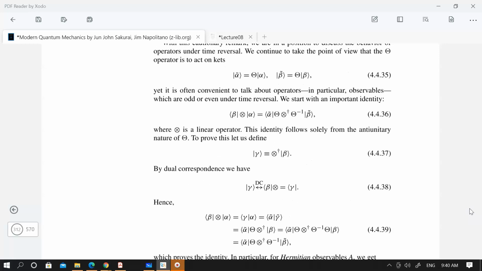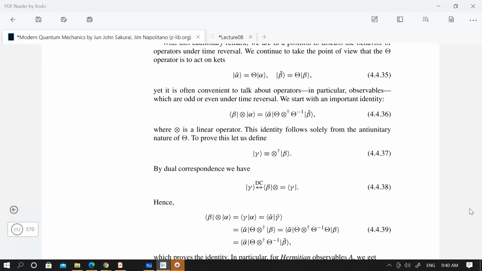Now this is, again, just a repeat of the things that we did for the general case of an anti-unitary operator. So now your theta has this property of being a time reversal operator. Now we would like to see how this would act together with other operators.